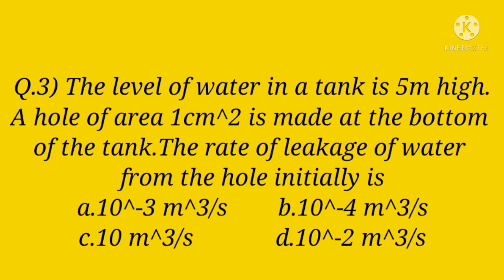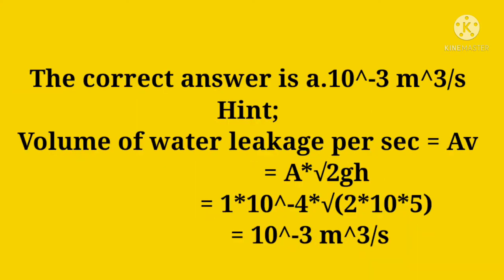Question number 3. The level of water in a tank is 5 meter high. A hole of area 1 centimeter square is made at the bottom of the tank. The rate of leakage of water from the hole initially is option A 10 to the power minus 3 meter cube per second, B 10 to the power minus 4 meter cube per second, C 10 to the power 10 meter cube per second, D 10 to the power minus 2 meter cube per second. The correct answer is A, 10 to the power minus 3 meter cube per second.